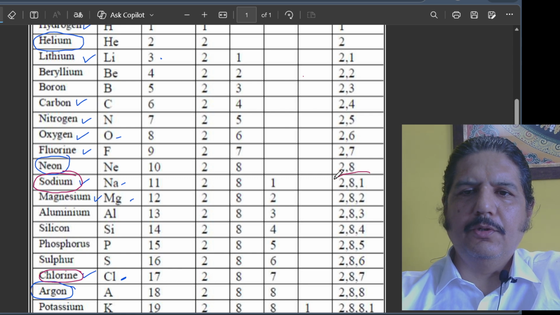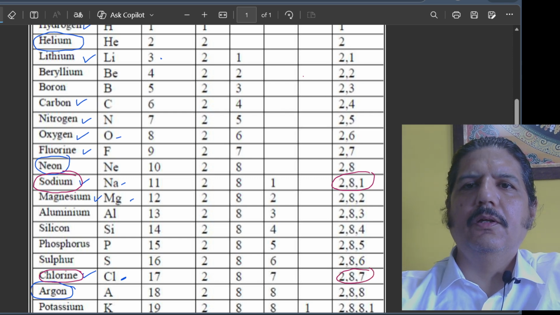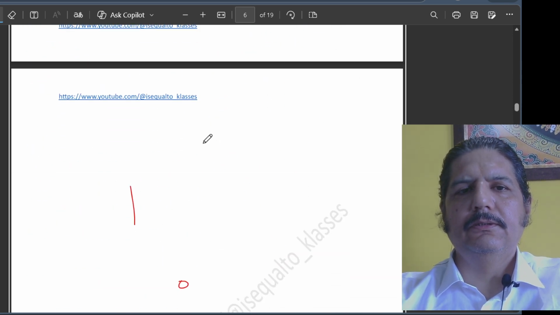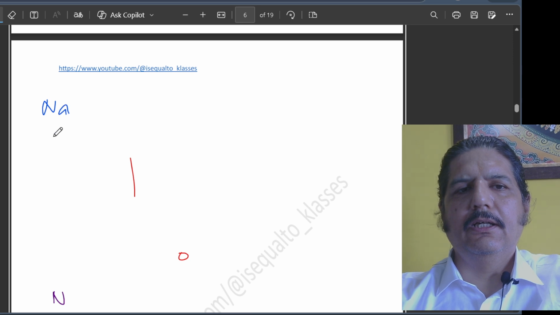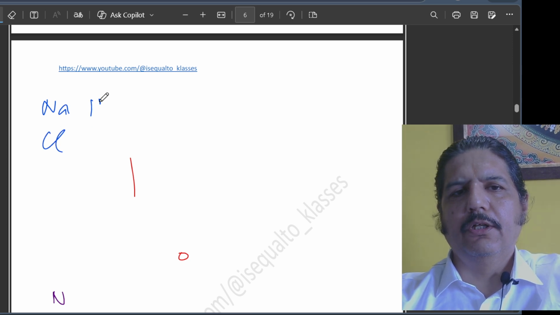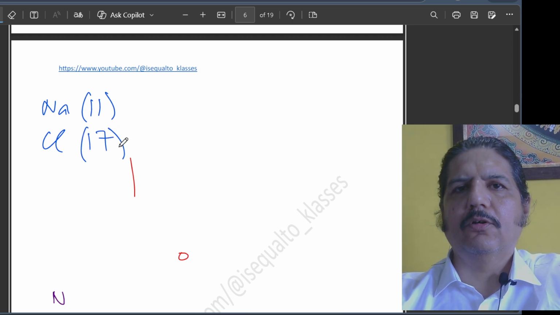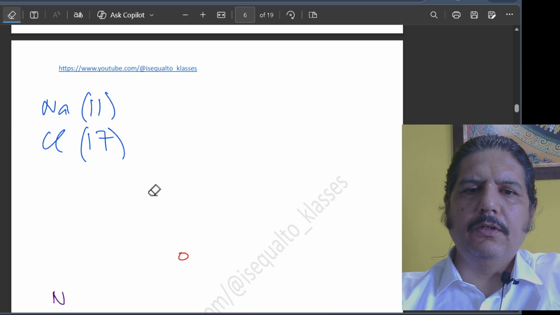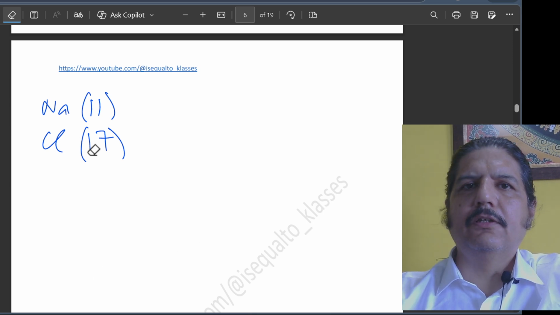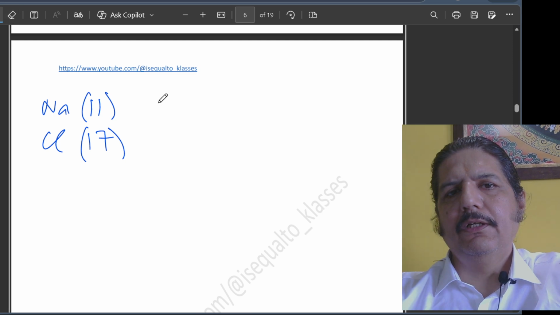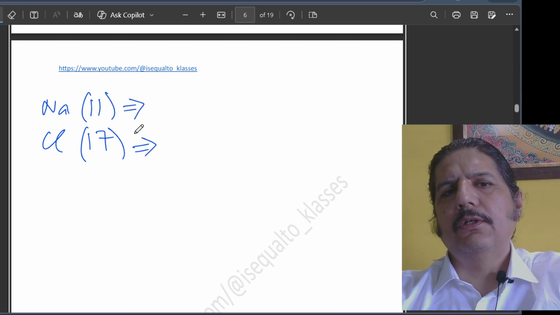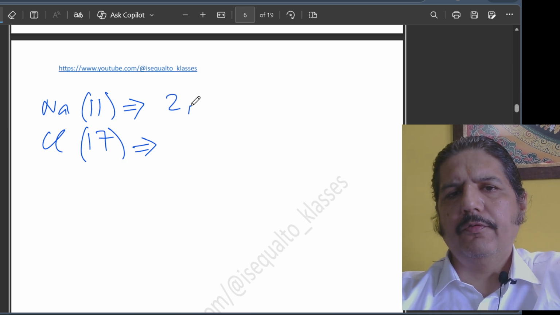So sodium is 2,8,1, chlorine is 2,8,7. Sodium's atomic number is 11, chlorine's atomic number is 17. I have discussed in a previous lecture that please do remember the atomic numbers of at least the first 20 elements. So the electronic configuration is 2,8,1 for sodium, and 2,8,7 for chlorine.